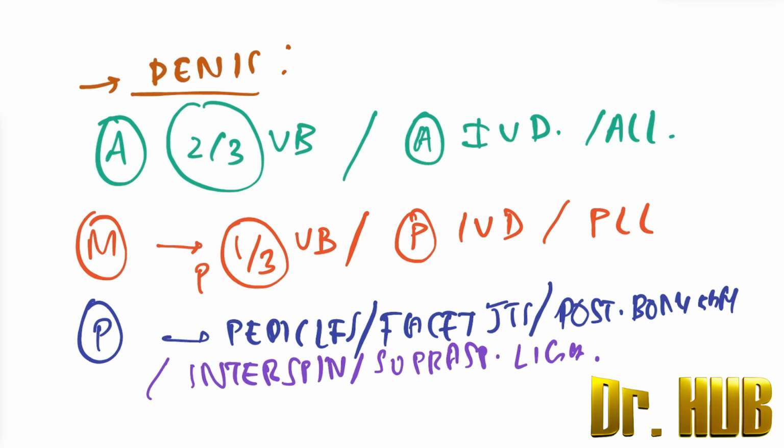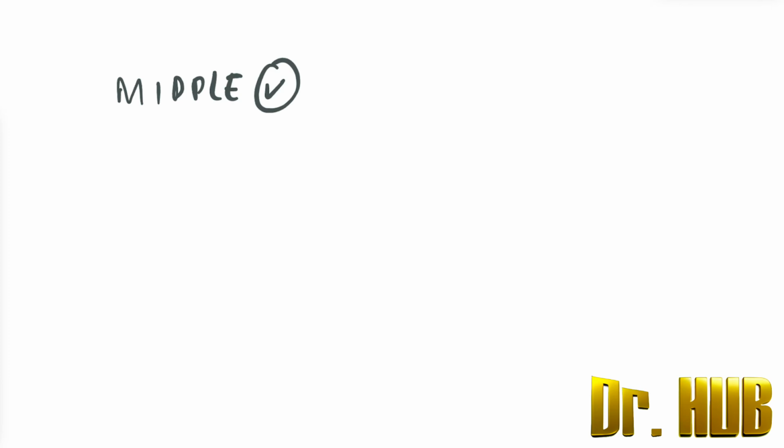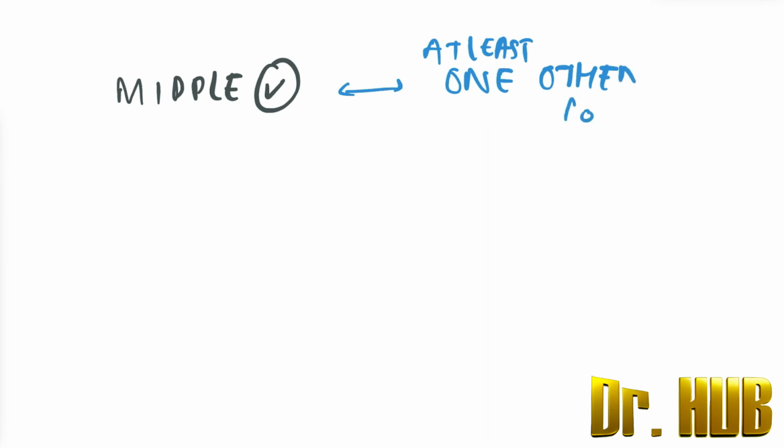So mainly, all fractures involve the middle column. If a fracture involves the middle column and at least one other column, this is regarded as unstable. In such a scenario, it means that it is unstable.